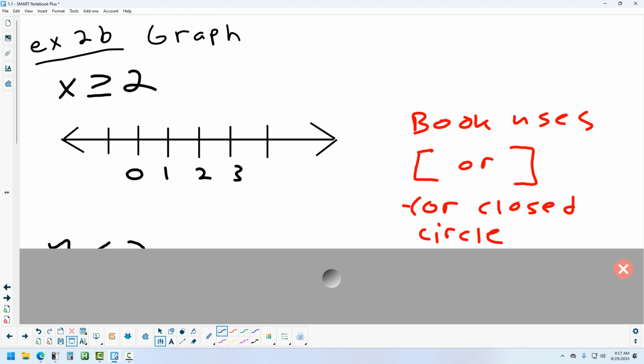So when we did x is greater than or equal to 2, which way did we shade? To the right. So the bracket that we're going to use is going to look like this. It's going to open to the right, and we're going to shade that way. Again, I don't care which way you do it, but I'm just letting you know you're going to see that in the book. Now, if the book uses a bracket for the greater than or equal to, less than or equal to, anybody have a guess what symbol they're going to use for greater than and less than?